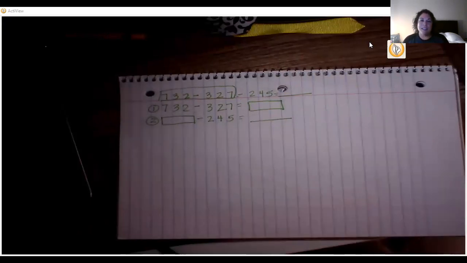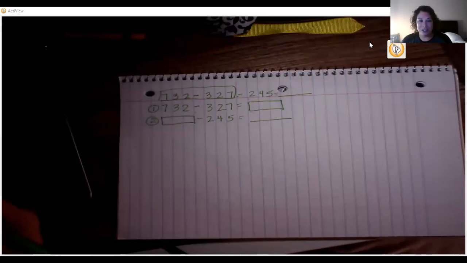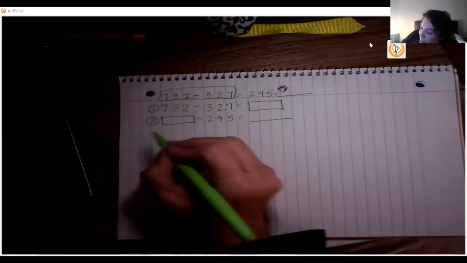And there's our plan. Remember, at any time you can pause the video if Miss Austin's just working a little too fast for you today. I feel like I'm going a little faster today to catch up. But here's the plan that we have so far. 732 minus 327 will give us box. And box minus 245 will give us the whole answer for the whole problem. So let's get started. Step 1.